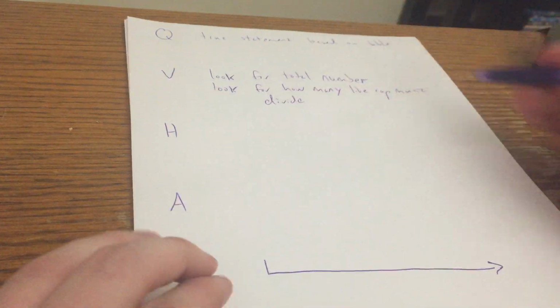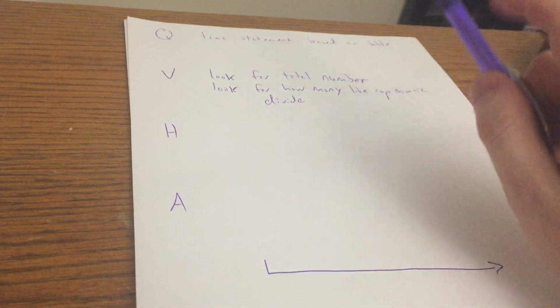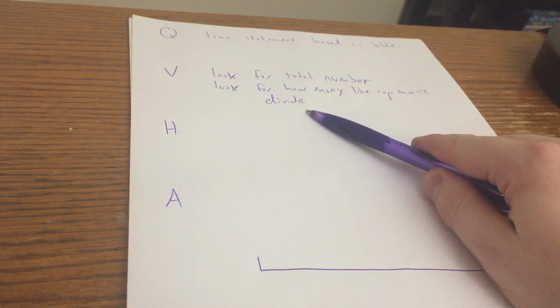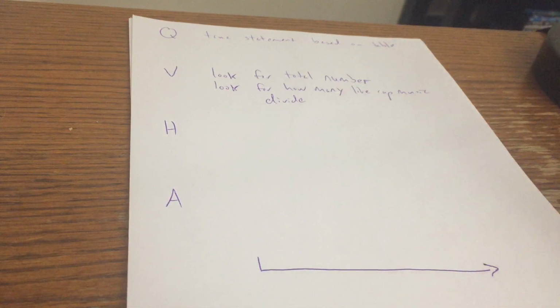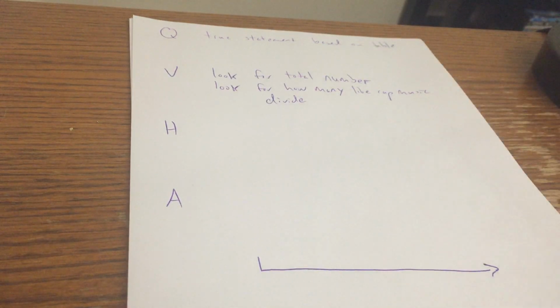Okay, so these are what I took away, what I believe he did, and maybe you took something different away, is that he found the total number, he found how many like rap music, and then he went ahead and divided. That's what I got out of it, so that's what I wrote down under my video notes. Now I'm going to go back to the question.